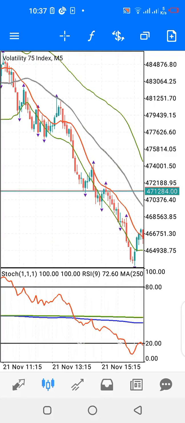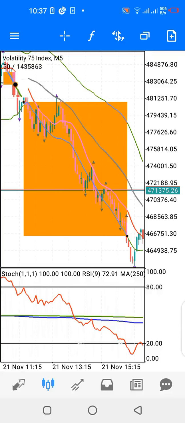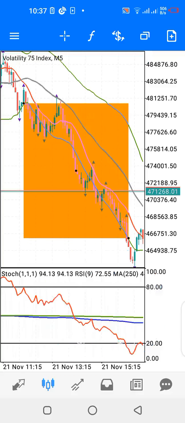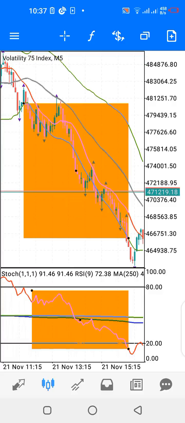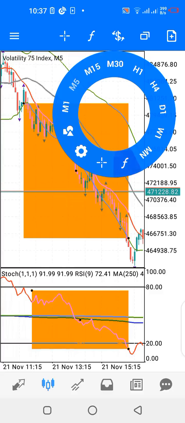I have just two windows. This is the main window, and I have indicator window 1. Now on the main window, I have some indicators. Let's look at the settings.